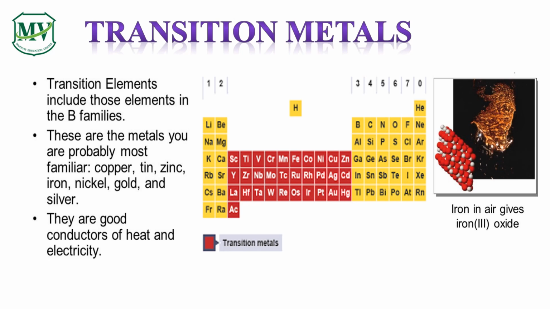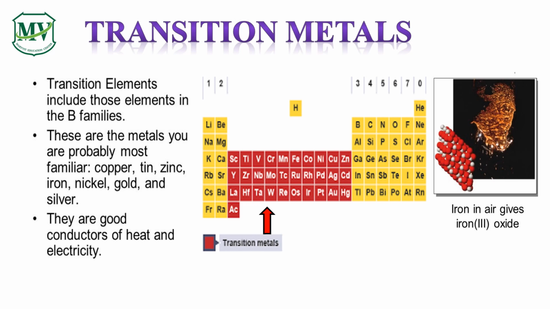The transition metals. What are the transition metals? Great! Transition metals include those elements in the B families. These metals are probably most known to you, and they are good conductors of heat and electricity. For example, the charger of your phone is made of copper. Can you name some aside from the example that I've mentioned?